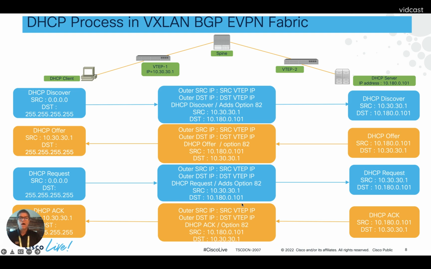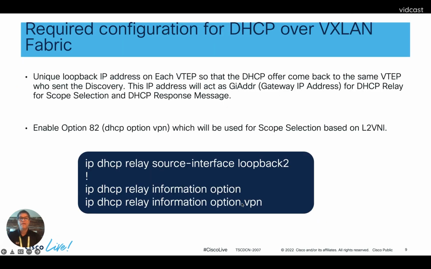Now that we know how DHCP packets flow in a VXLAN fabric, let's think about the minimum configurations we need for DHCP to work in VXLAN. There are two minimum configurations. One is to configure a unique loopback IP address on each VTEP, so that the DHCP response packets, or all the DHCP packets, go back to the same VTEP that sent the DHCP discover message. This IP address also acts as a gateway IP address for DHCP scope selection.